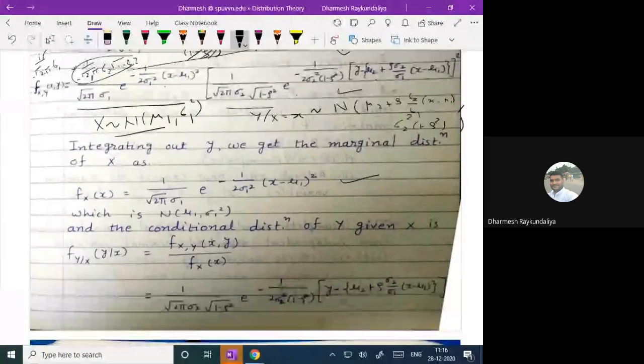And if I wish to find out the conditional distribution of y given x, how will you find out? The joint divided by the marginal. And what is the marginal? So this is the joint, and the marginal is this. So this part will be cancelled out. So this is what remains.